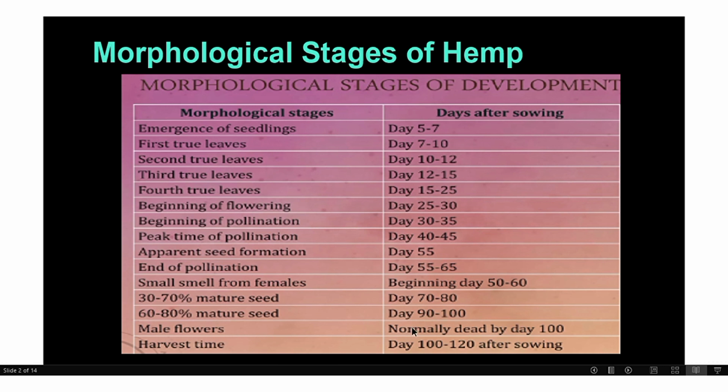Male flowers are normally dead by the end of 100 days. And the next is harvest time. It takes 100 to 120 days after sowing. This was the complete breakup of the morphological stages of the hemp fiber.